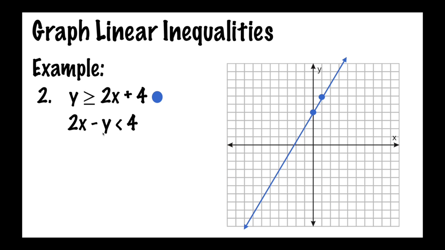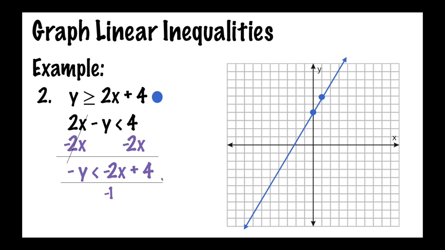From here, we do need to solve this. We're going to start by subtracting 2x on each side. That cancels this 2x. I get negative y is less than negative 2x plus 4. Then I divide by -1. And I do need to make sure I'm flipping the direction of the inequality because we divided by a negative. And we end up getting y is greater than 2x minus 4.